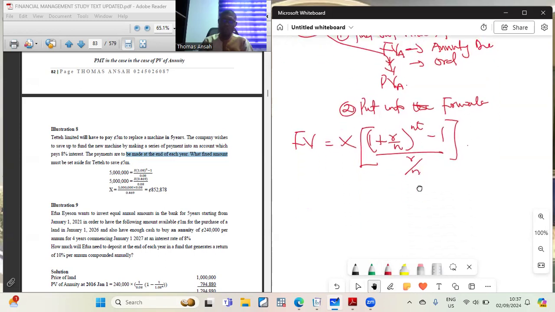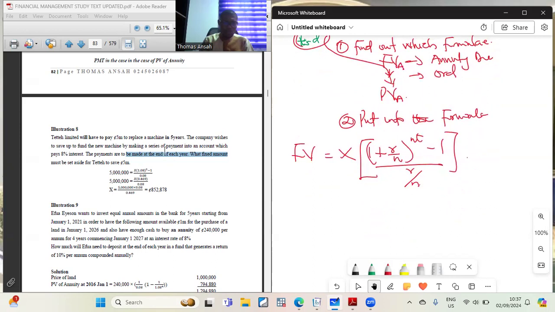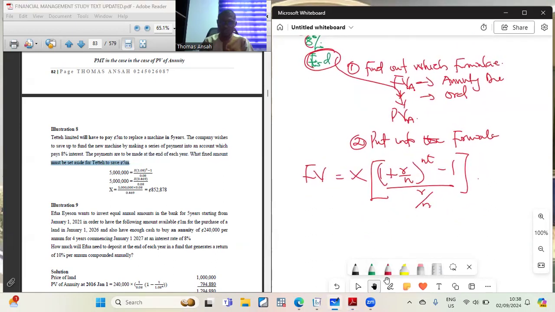But what are we looking for? The question says that the payment is to be made at the end of each period. So it says what fixed amount should be set aside to be able to save up to that 5 million. We already know that this side is 5 million, but it is the X we don't know. Now we come in here, we put in 1 plus 0.8. It is compounding how many times? Once. So it's as good as saying 1 plus 0.8, to the power 1 multiplied by 5 years, all minus 1, all over 0.8 over 1. That's it. So this one is quite easy.